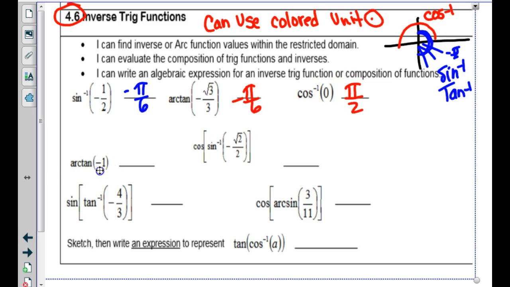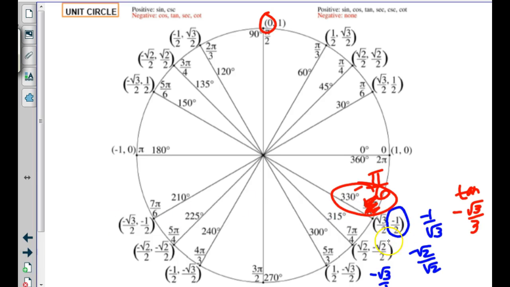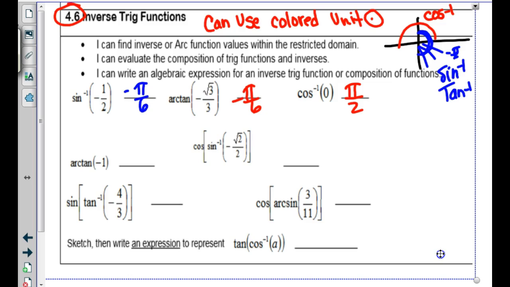Okay, this one, where is the tangent negative 1? Can anybody answer that? Be real careful. You're not looking for a negative 1 in the x or y. Yes, you're looking for when you put the y over the x, you'll just get negative 1. It's down here because you're putting this over this, so this becomes negative 1 for tangent. Hey, I went the right way. So it's negative pi over 4. All right.